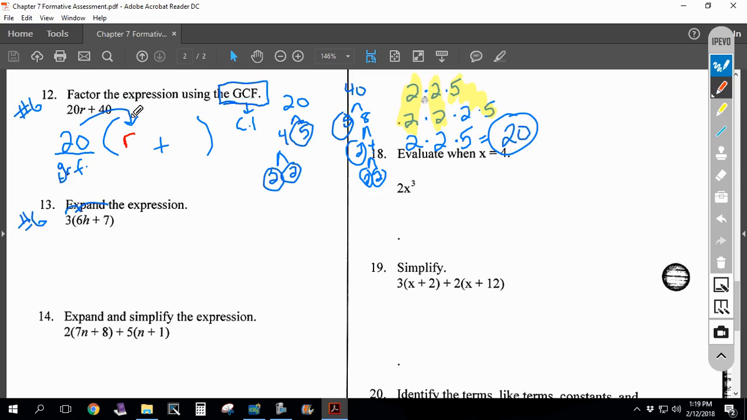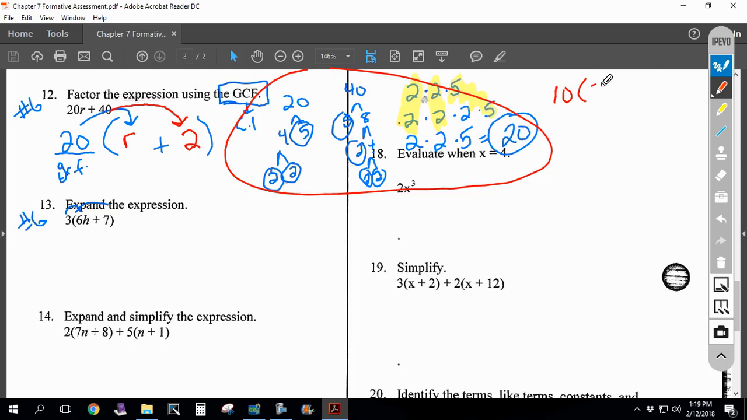20 parenthesis R, and then what would I multiply 20 by to give me 40? It would be 2. And that is your answer. That is the answer that I will accept. You did not need to have this work right here, because some of you probably did it in your head, and that's fine. But if you had something like this, like that, even though if you distribute that, it would give you 20R plus 40. It gives you this. It's definitely equivalent. The problem is that is not the greatest common factor. I gave you specific instructions to use the greatest common factor.